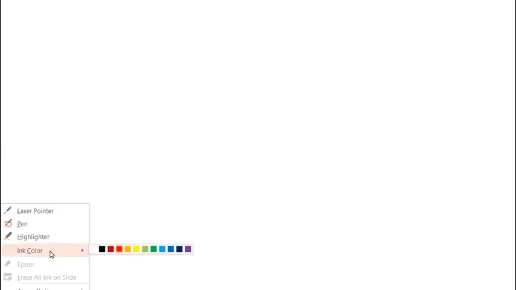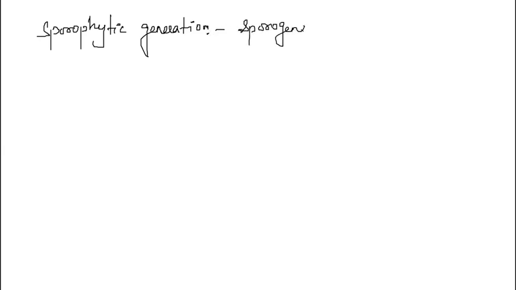Now we will begin our discussion with the sporophytic generation. Sporophytic generation. Here we see that the spore producing organs produce spores by the process known as sporogenesis. So sporogenesis is a process where the spore producing organs produce spores.